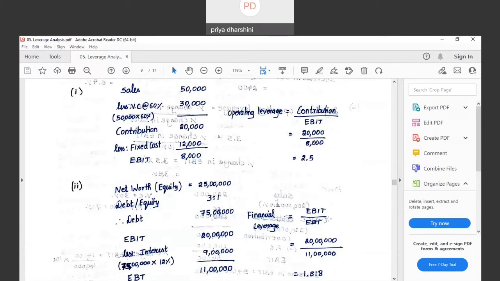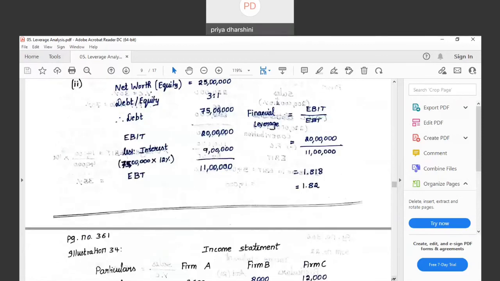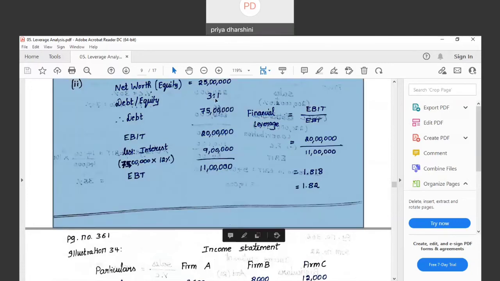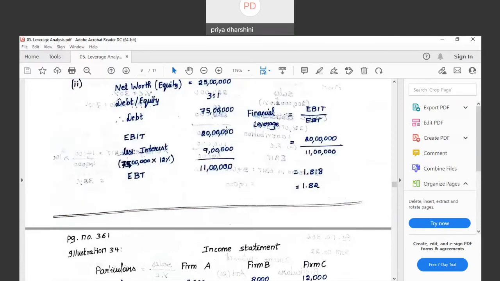Right. Coming to the second part of the question, find out the financial leverage from the following data. Given net worth is 25 lakhs. What is net worth? It is equity capital. Debt equity ratio is given as 3:1. Interest rate is 12%. Operating profit is 20 lakhs. What do you mean by operating profit? Operating profit is nothing but EBIT minus interest.